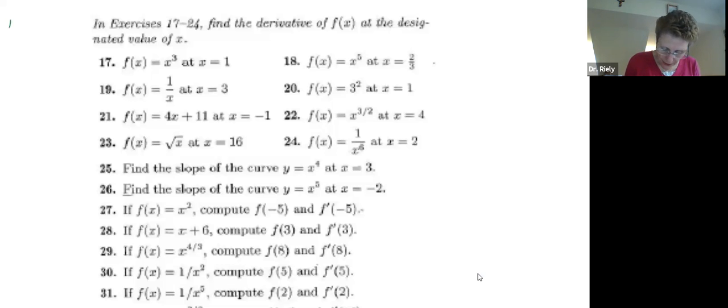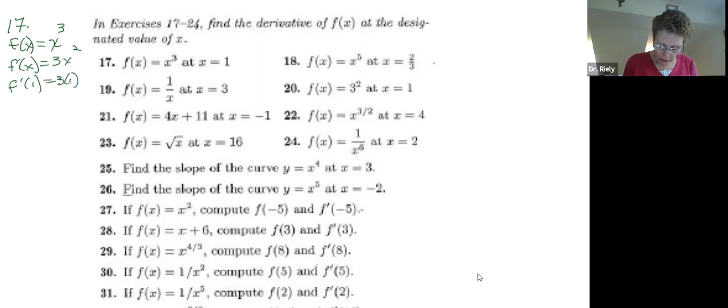Okay, so for 17, what I'm going to say is, okay, f of x equals x cubed. Therefore, using the power rule, f prime of x will equal 3x squared. Now I'm going to evaluate that slope at a value of 1. So you're going to take your 1, plug it in where you had an x, and then square it. And so our answer for 17 is going to just be 3. Okay? Done.